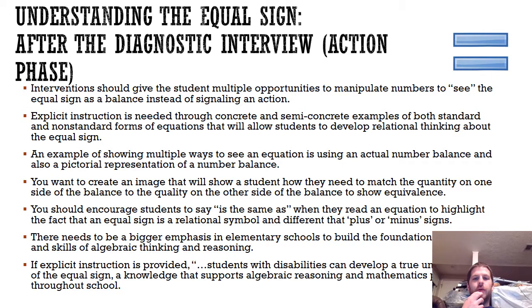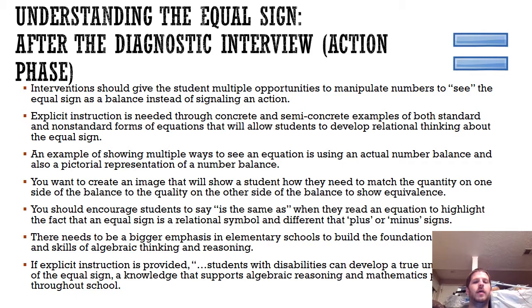An example of showing multiple ways to see an equation is using an actual number balance and also a pictorial representation of a number balance. You want to create an image that will show a student how they need to match the quantity on one side of the balance to the quantity on the other side of the balance to show equivalence. You should encourage students to say, "is the same as," when they read an equation to highlight the fact that an equal sign is a relational symbol and different than plus or minus signs.